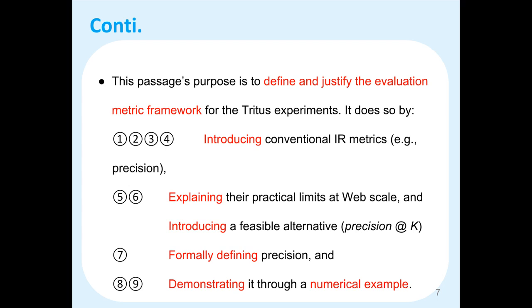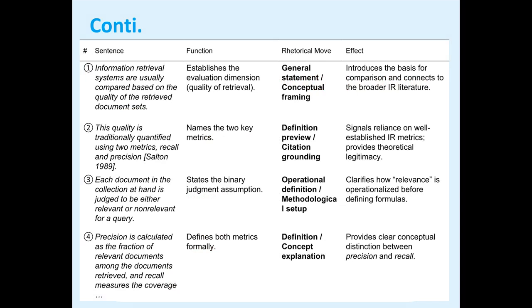The fourth block, formally defining precision, provides the necessary rigor. The fifth and final block, covering sentences 8 and 9, demonstrates it through a numerical example. This structure, problem, justification, solution, definition, example, is a robust template for presenting and defending your chosen metrics. This large table, which spans 2 slides, formalizes the writing of the entire metrics paragraph.